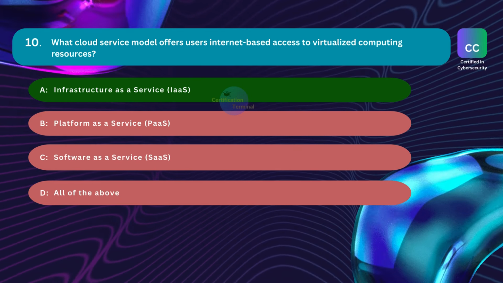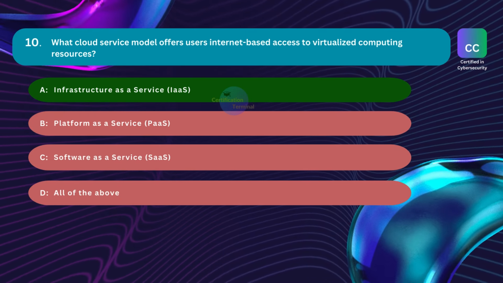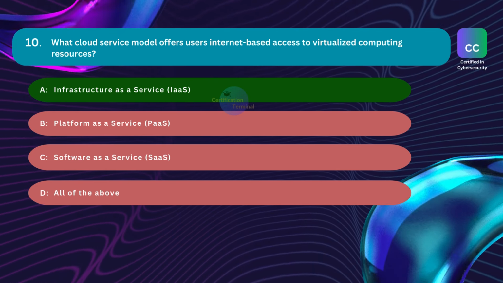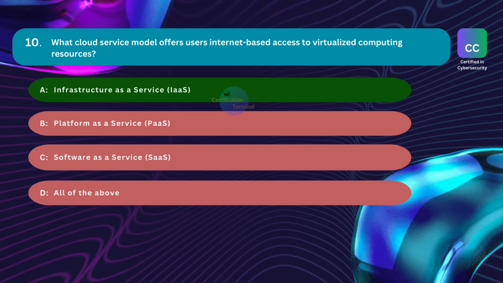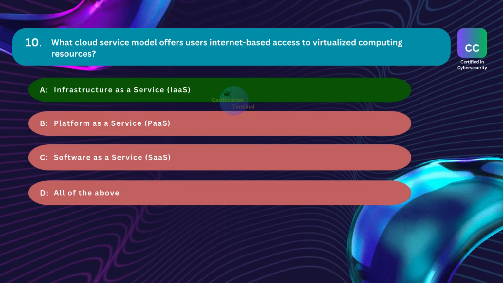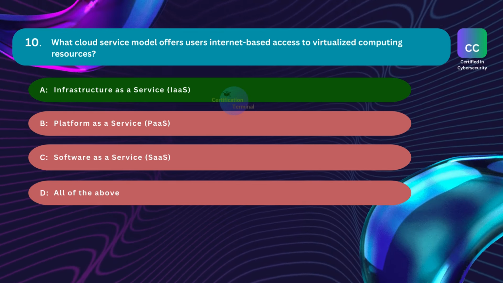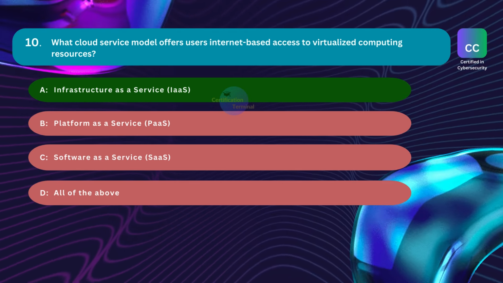Option C, Software as a Service, is incorrect. Software as a Service delivers software applications over the internet, allowing users to access and use software without dealing with the underlying infrastructure. However, Software as a Service does not provide users with direct access to virtualized computing resources. Instead, users consume the software application as a service.